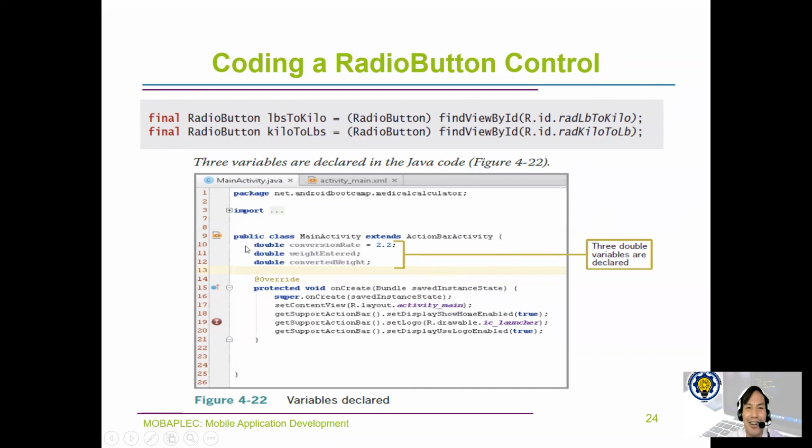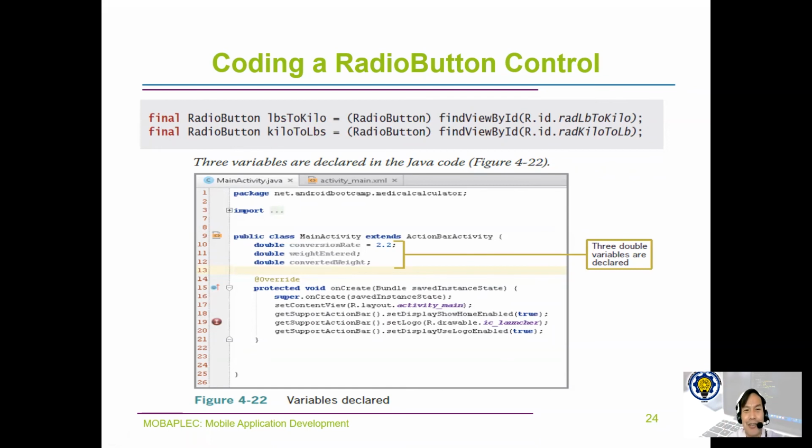Okay, so this is actually how you could declare the variables in Java, as you can see in figure 4-22, which is the variable declarations. In Java, we have public class MainActivity, extends, and so on. All you have to do is simply insert after the public class the data type. Of course, the data type that we're going to use is double. Why is it double? Simply because there are decimal places attached to the conversion.